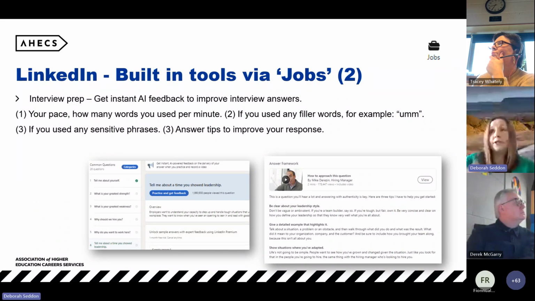And from the first time they deliver on that particular question, they will get a basic AI report back. Now, it's not on the content of what they say, but it is on how they say it. So, as you can see here, it gives some feedback in terms of pace, in terms of filler words. It gives some clarity in terms of if any sensitive phrases have been used, and also some tips to improve responses. So that is intuitive. It is useful. It's obviously not as sophisticated as some of the licensed products that I know a lot of HEIs have, but it still is useful.